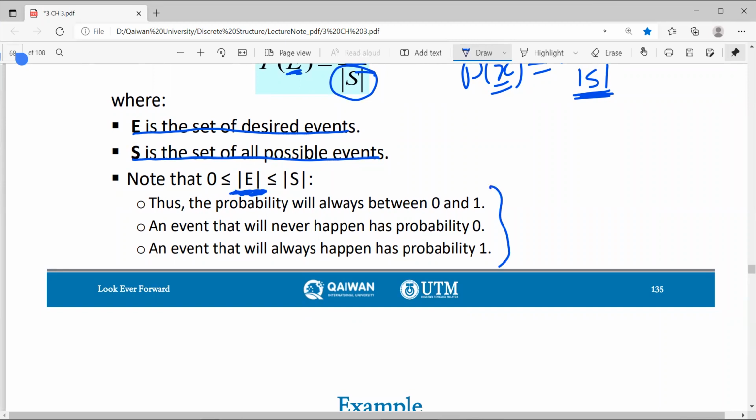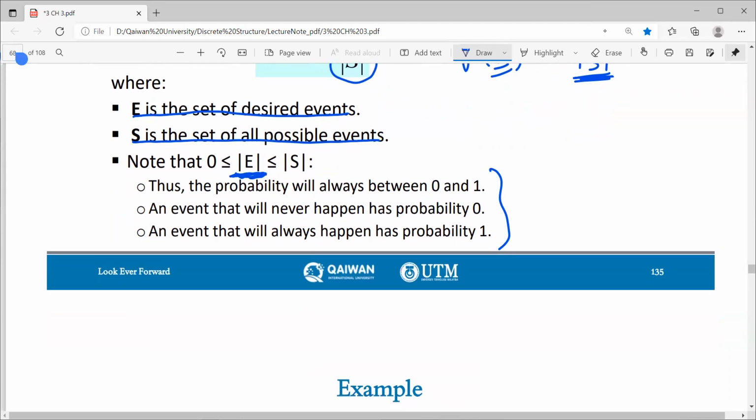So that's all what you talked about. Here, an event will never happen. It's an impossible event. It has probability 0. So if an event never happens, it means the probability is 0.